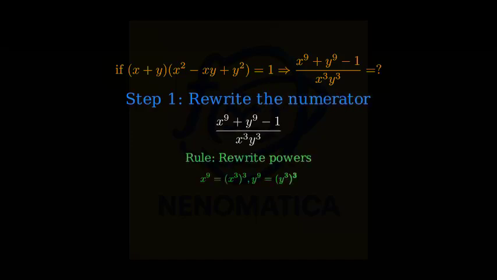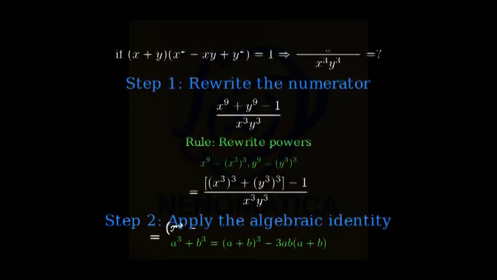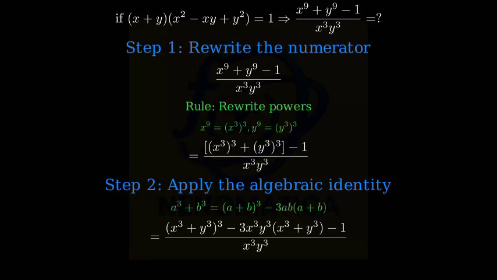First, we'll focus on rewriting the numerator of our target expression. We'll express x to the power of 9 plus y to the power of 9 minus 1 in a more useful form. Now, we'll apply an important algebraic identity. We know that a cubed plus b cubed equals the quantity a plus b cubed minus 3 times a times b times the quantity a plus b. This identity will help us simplify our expression.